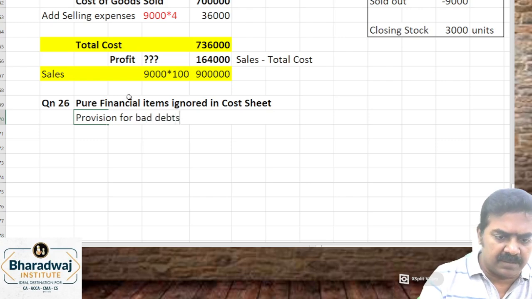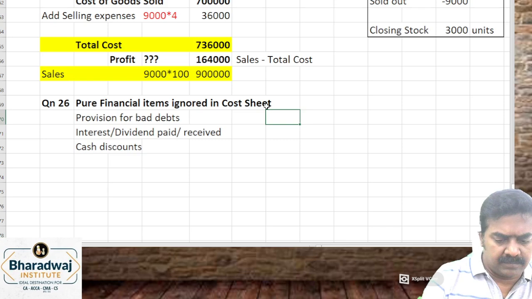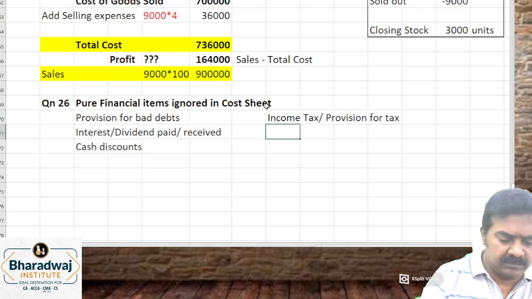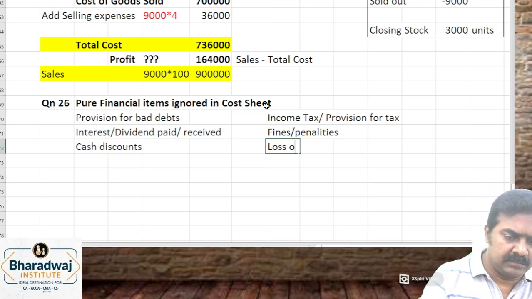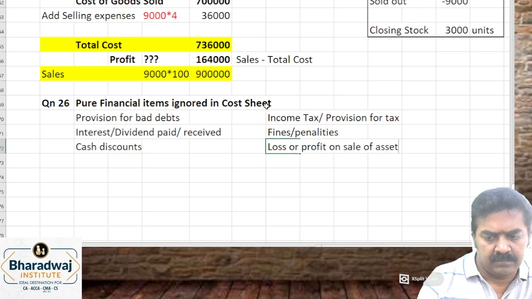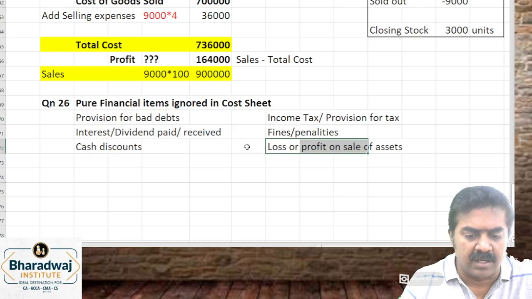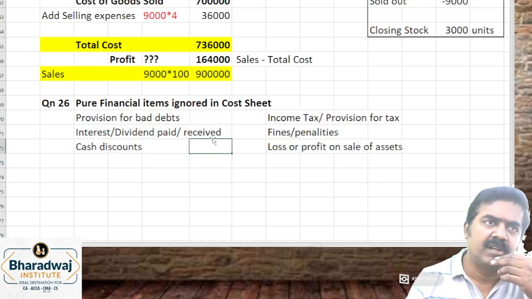Provision for bad debts, please note it. Interest, dividend, paid or received, cash discounts. These items are included in financial accounts, but not in which one? Cost accounts. These are charged in the P&L account, but not in which one? Cost accounts.